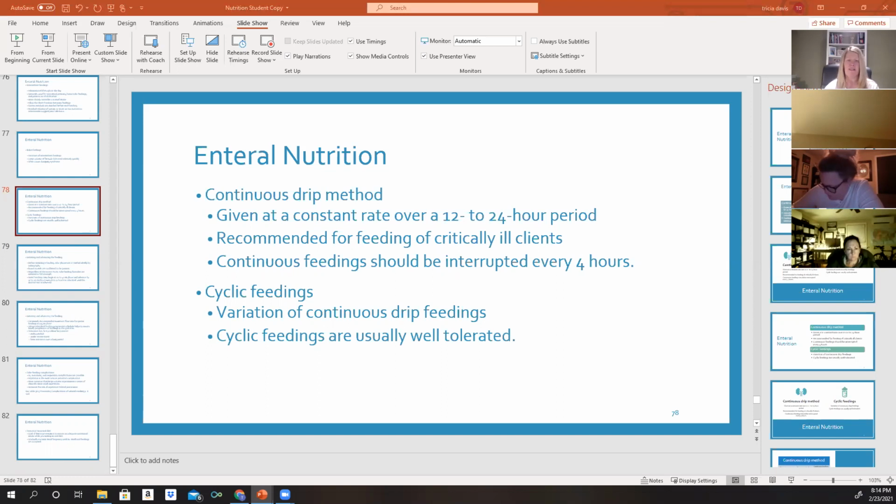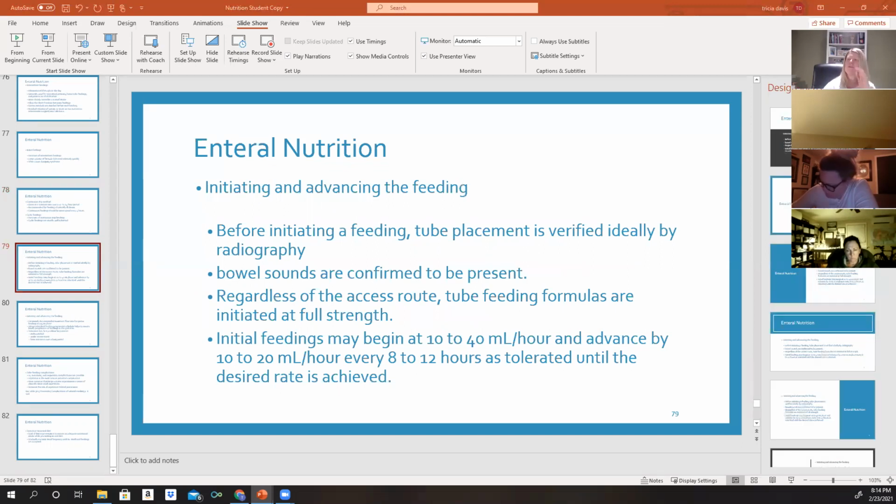Cyclic feeding is a variation of a continuous drip where you give so much through the first 6 hours, and then they want you to give another certain amount of mL over the remaining 4 hours. And then they are usually well tolerated by the patient, because you're breaking up how much you give them.